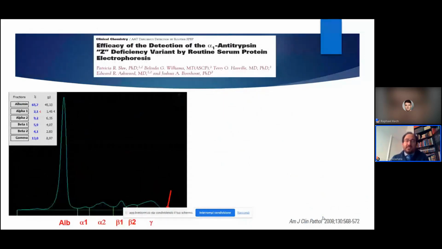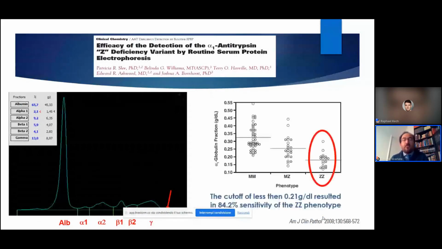This is another study that was very good in assessing the relationship and the sensitivity of an alpha-1 band below the threshold of 2.1% in detecting the double Z phenotype. In other words, when the alpha-1 globulin band is below 2.1, there is an 84.2% sensitivity of being in front of the double Z phenotype, meaning a very severe deficiency.